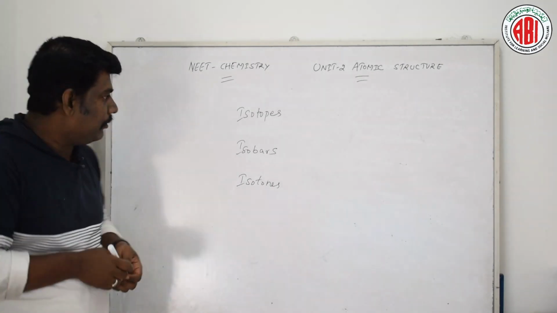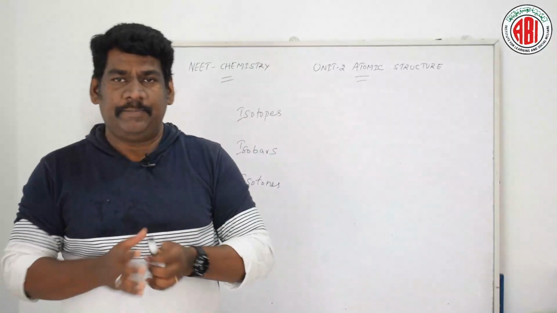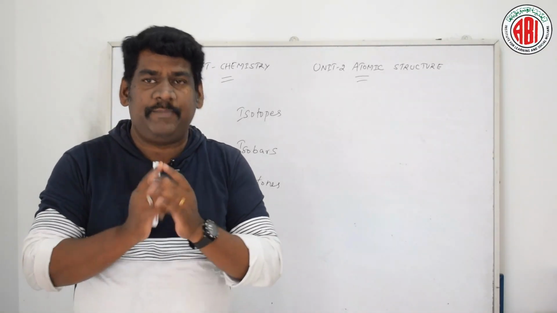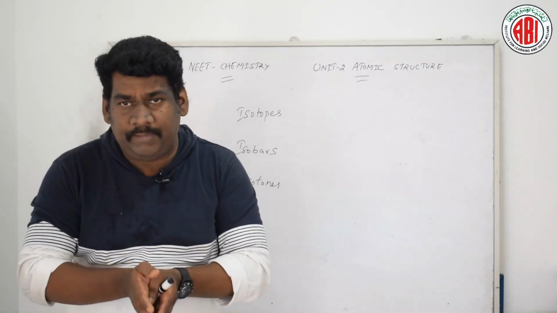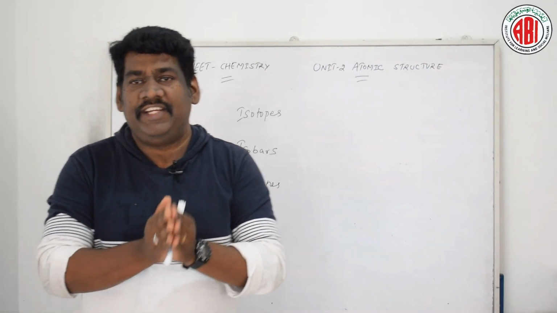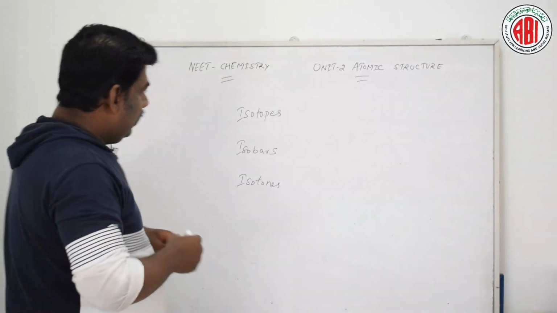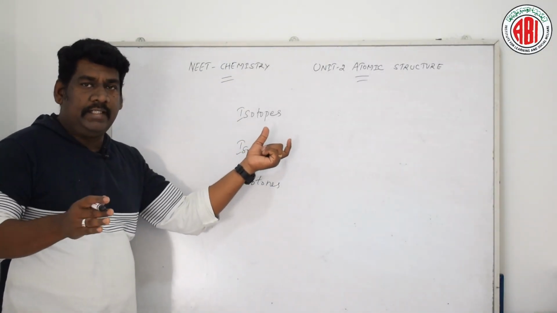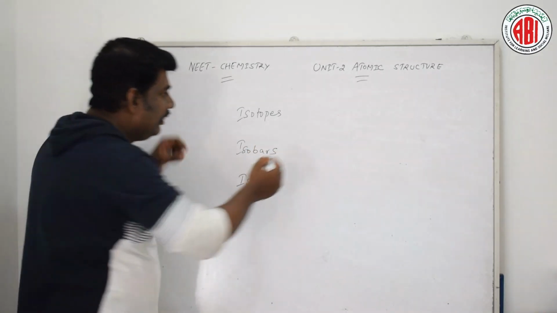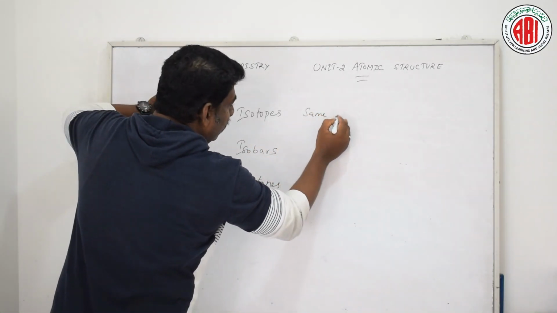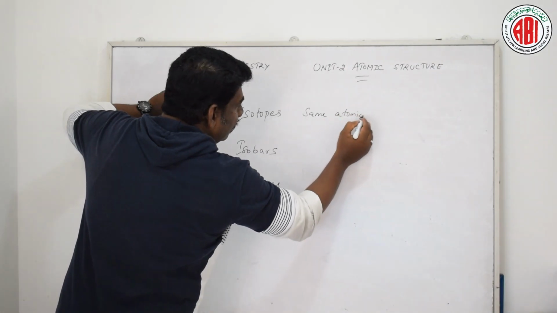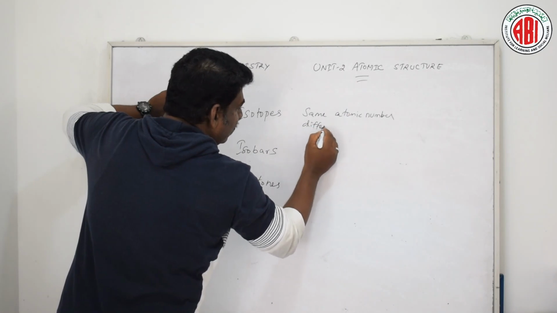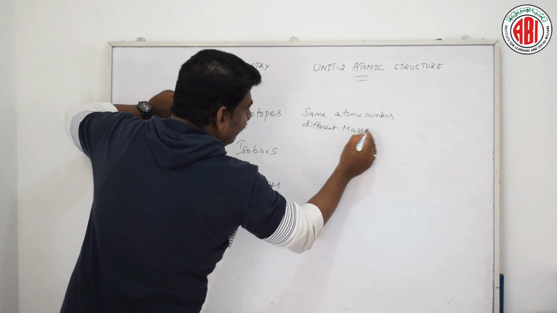So first, isotopes. Isotopes are nothing but the atoms of the same element which have the same atomic number, but they have different mass numbers. So the element has the same atomic number but a different mass number.